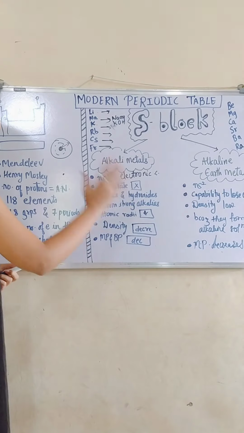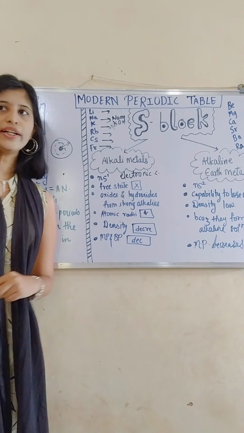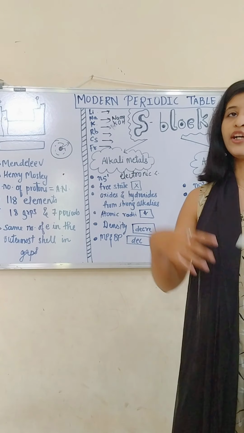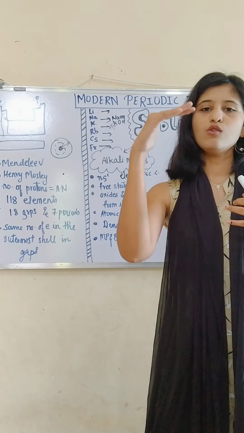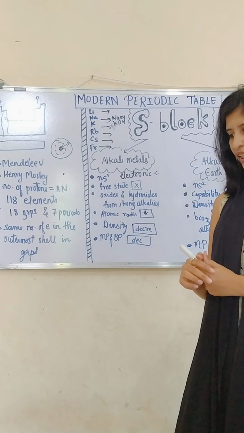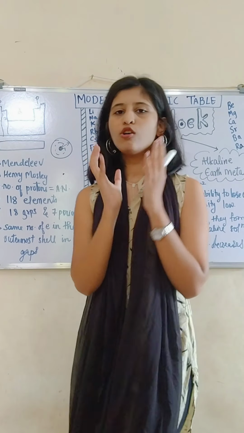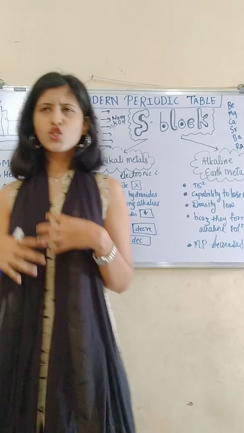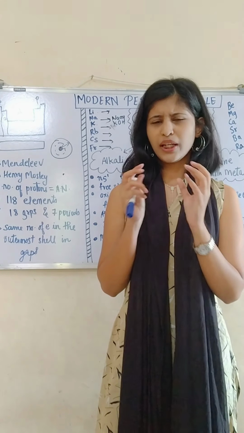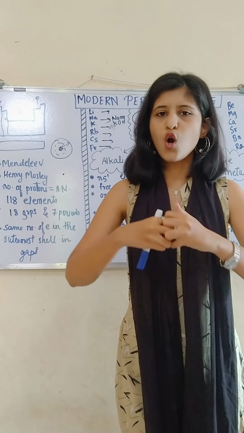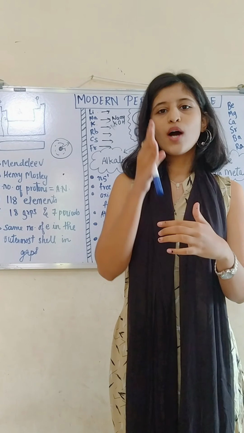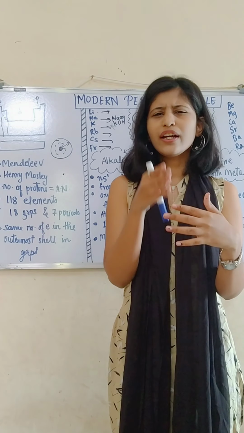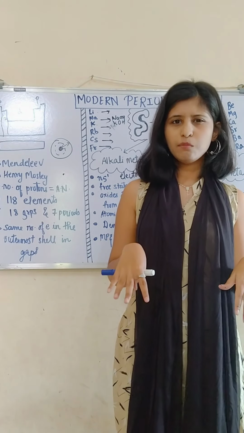Then melting point and boiling point. What will happen to them? Basically, melting point and boiling point will also decrease as you go down the group. Why will they decrease? Suppose you have a metal and you want to melt it. If the bond between the metal's particles is strong, I will require more force to break that bond. But if the same bond is weak, I'll require less energy to break it, right?